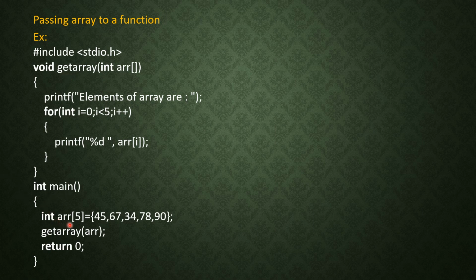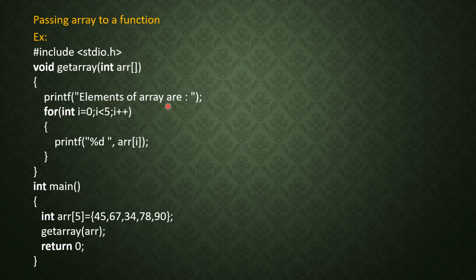The array we have taken is ARR, which is of size 5, and we have initialized the array with 5 elements. Now for the getArray function, I'm going to pass just the name of the array, which passes the complete array. In the function getArray, you're going to receive that array, whatever you have passed here.